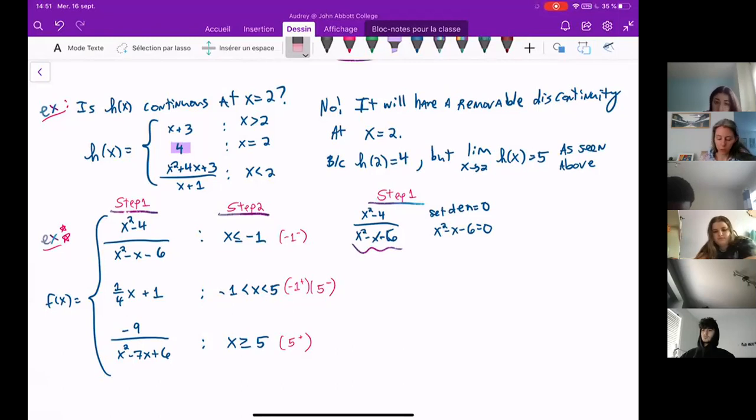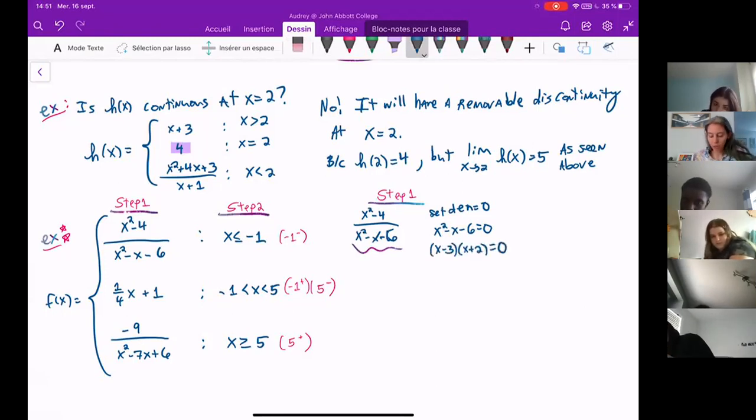You got it. So I'm going to have an x minus 3 and an x plus 2 equals to 0. So minus 3 times 2 is equal to -6. Minus 3 plus 2 is equal to -1. And now each of those gives me its own value.